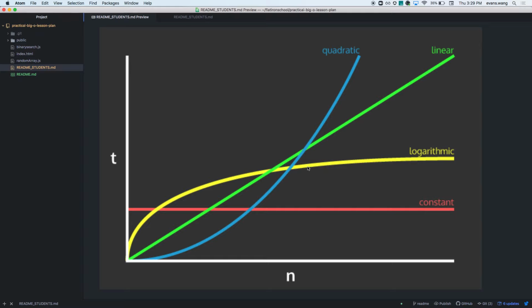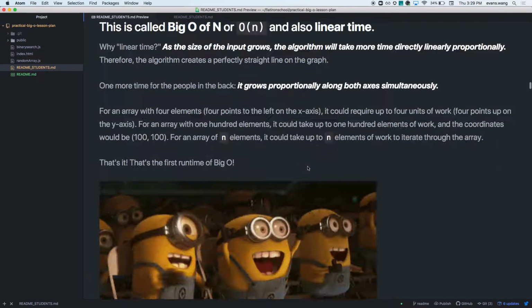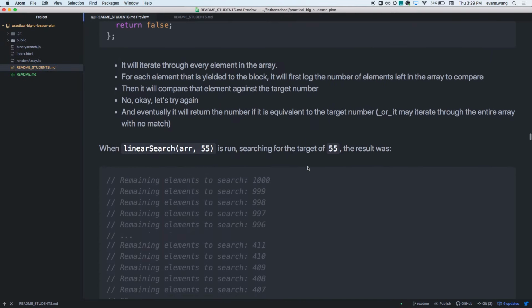Cool? All right, great. So we went through linear, we went through logarithmic. Now let's talk about this third one.